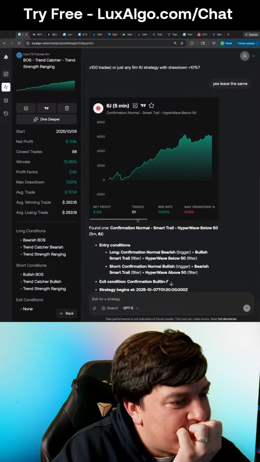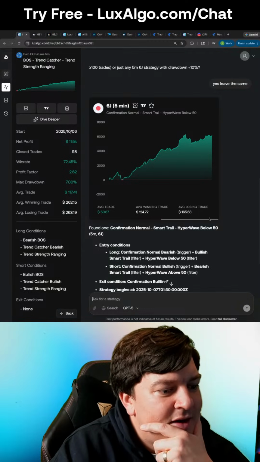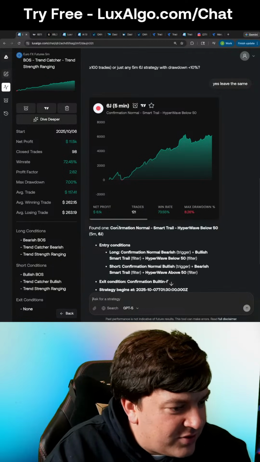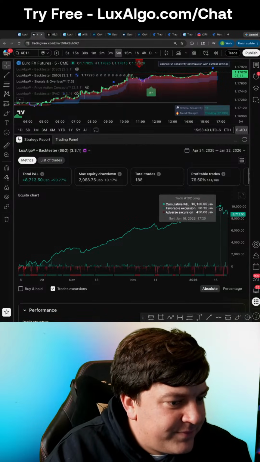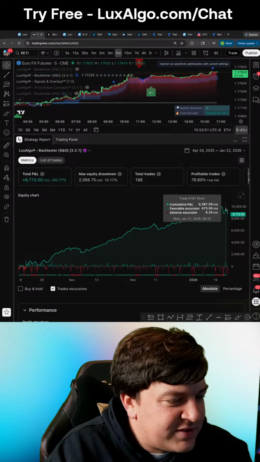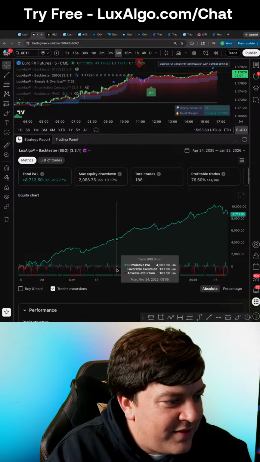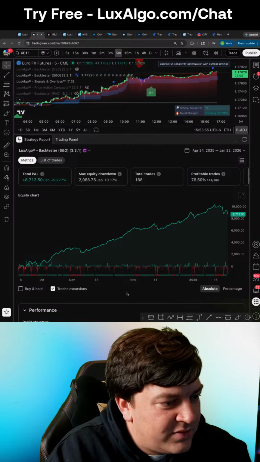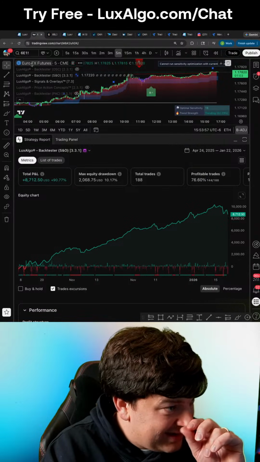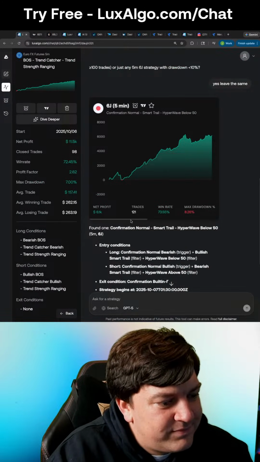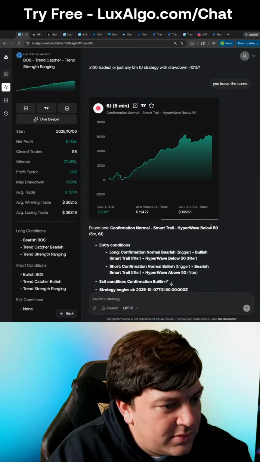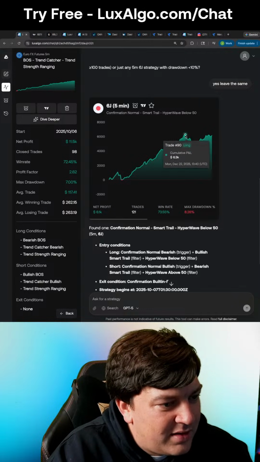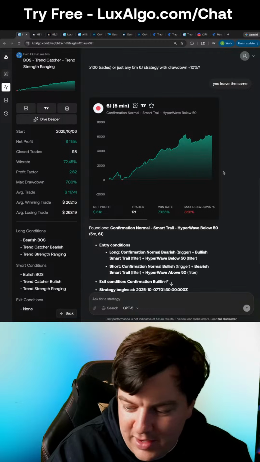This one's a little more all over the place, but I like the winning trades. Hopefully when the market settles down on this one, it starts picking up a little bit. It's such a good strategy. This one's not as bad. Some random spikes.